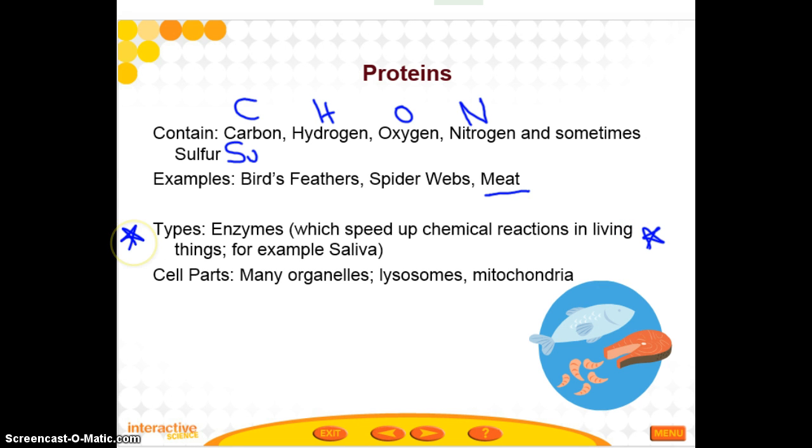The other big takeaway is that sometimes proteins are not even a solid structure. Sometimes proteins are what we call an enzyme. An enzyme is an agent that speeds up a chemical reaction in a living thing. For example, the enzyme you're probably most familiar with is your saliva.